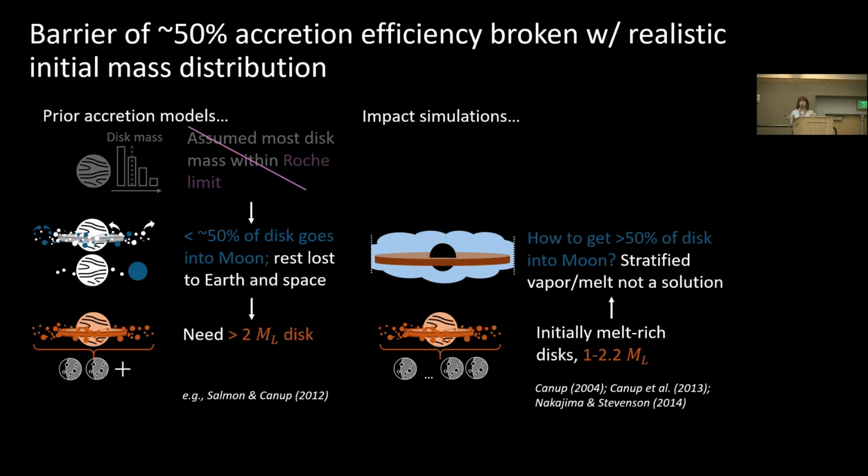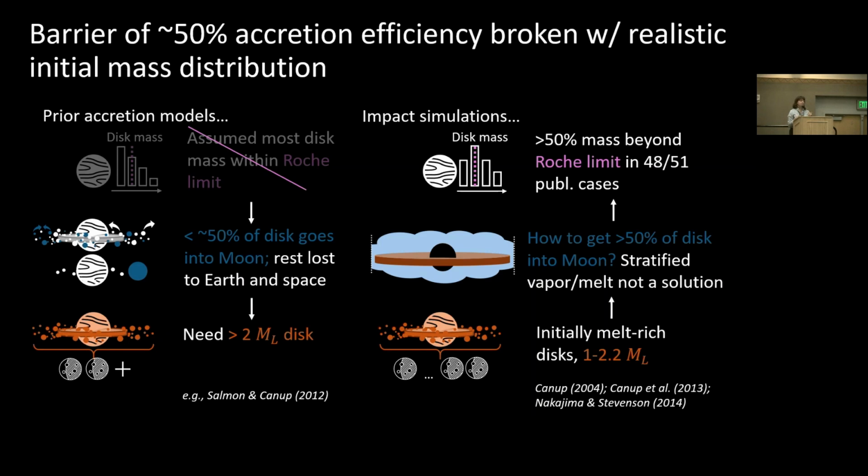And this is actually quite straightforward. You look at published impact simulations, and there are very few that have actually published what fraction of mass is outside the Roche limit and what fraction is inside. But when they do, they find that more mass is beyond the Roche limit in this field of moonlets in 48 out of 51 of the cases. So this assumption that most of the mass is inside the Roche limit, not valid.